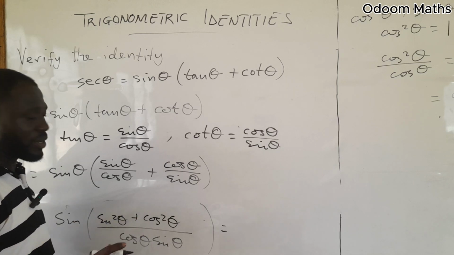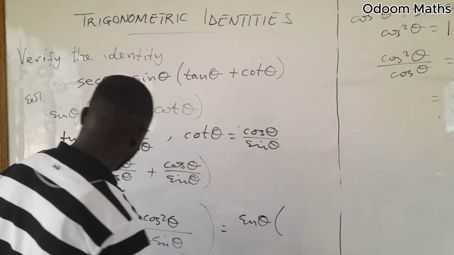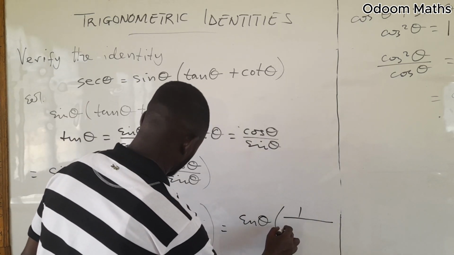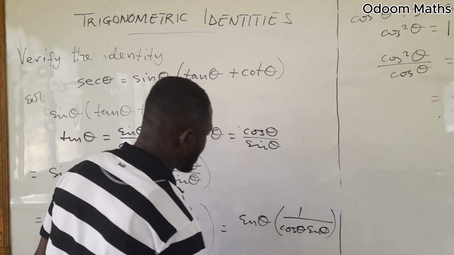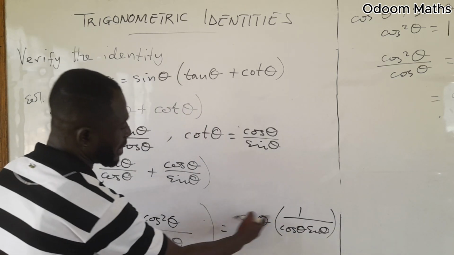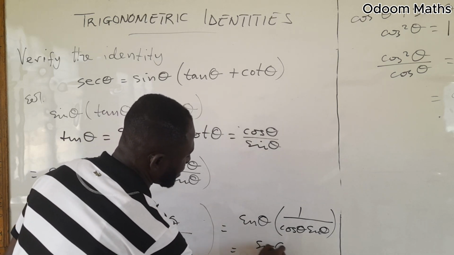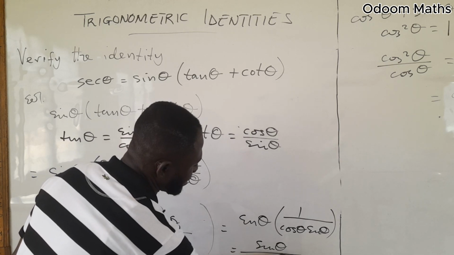So let me straight away do it. Now this is going to give me sine theta into brackets, this is 1, so 1 over cos theta sine theta. Now from here, we can expand or multiply. So this is going to give me sine theta over cos theta sine theta.